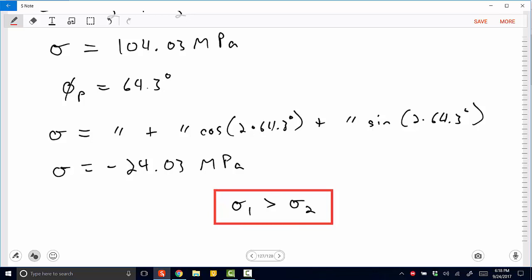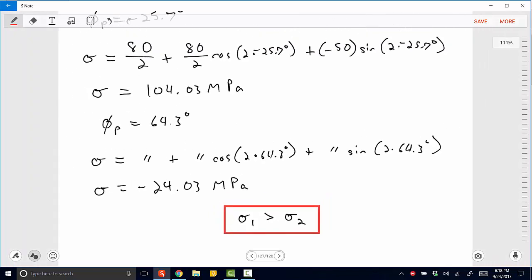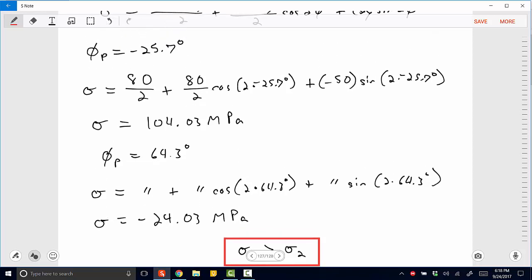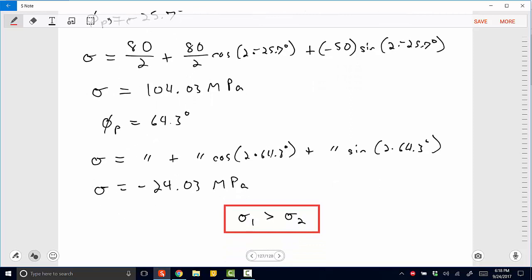So if sigma 1 is greater than sigma 2, we can figure out which of these two normal stresses is sigma 1, and then subsequently which one is phi p1 and phi p2. So, let's just do that.